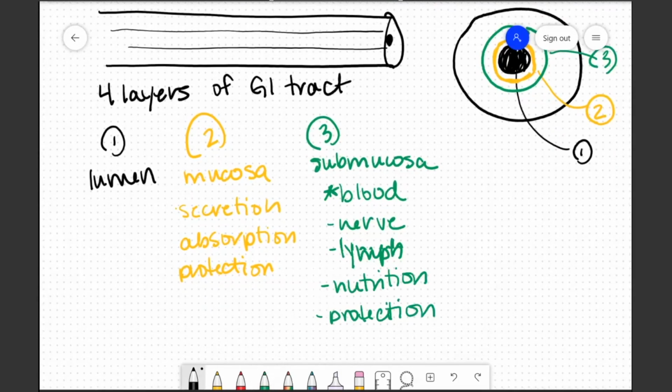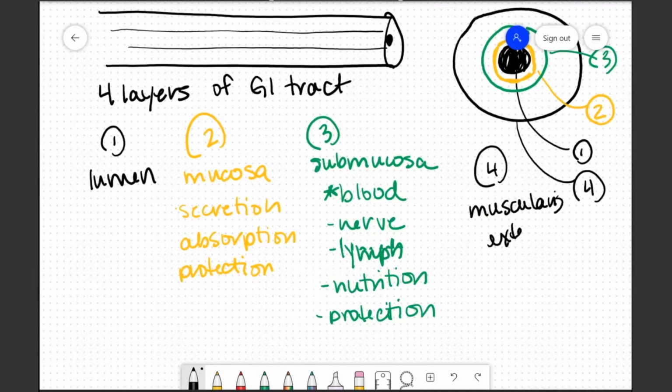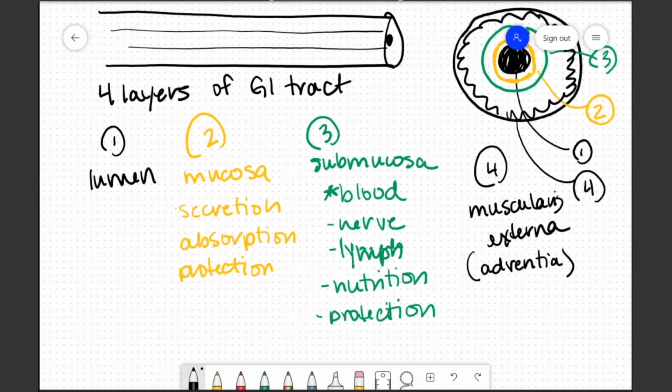And then this last layer on the outside is going to be your muscularis externa. So it's the outside layer and a little bit on the inside. Muscularis externa, and it's in the name. You will also see this as adventitia. Is another name you may see. Either way, it's this outside external layer.